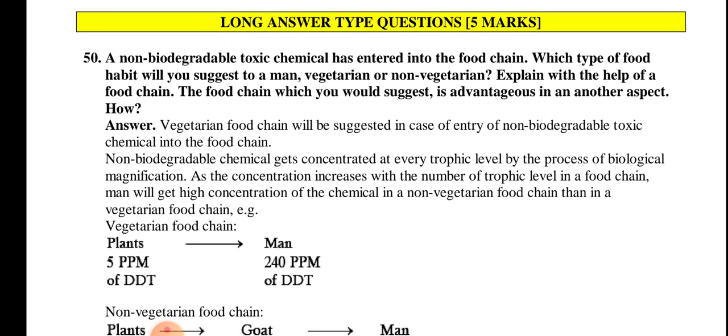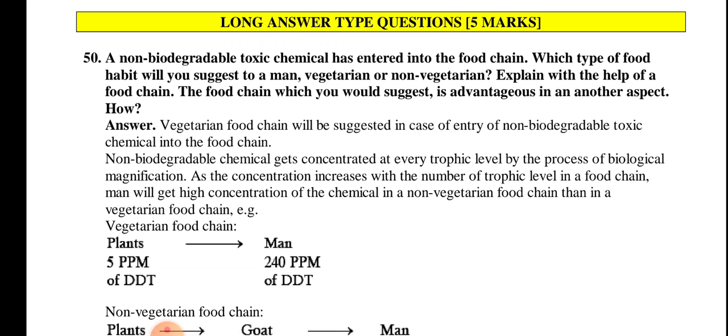A non-biodegradable toxic chemical has entered into the food chain. Which type of food habit will you suggest to a man, vegetarian or non-vegetarian? Explain with the help of a food chain. The food chain which you would suggest is advantageous, and another aspect, how.